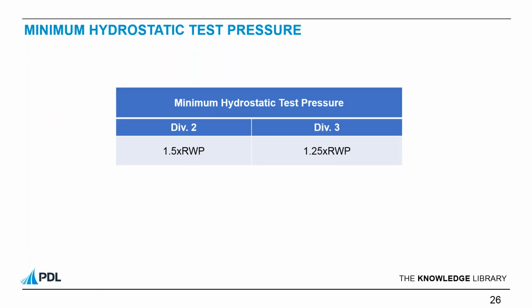Another key difference is, if you're following the Division 3 verification route, there's a lower minimum hydrotest value which is mandated. So we can see here where we can drop from 1.5 times rated working pressure to 1.25 times rated working pressure. So this can be very useful, practically speaking, particularly for very high rated working pressures. So for instance, if we have a 20 KSI system, testing at 25 KSI may be significantly easier and cheaper than testing at 30 KSI.